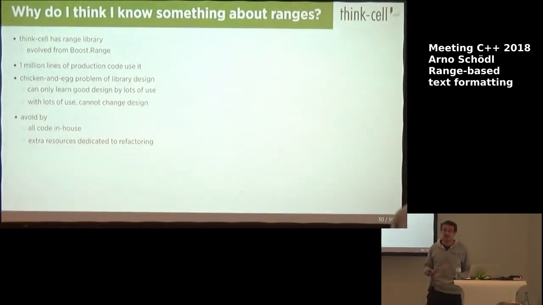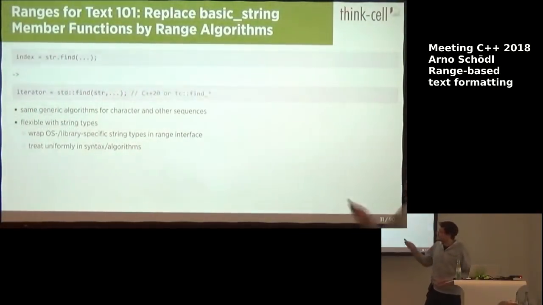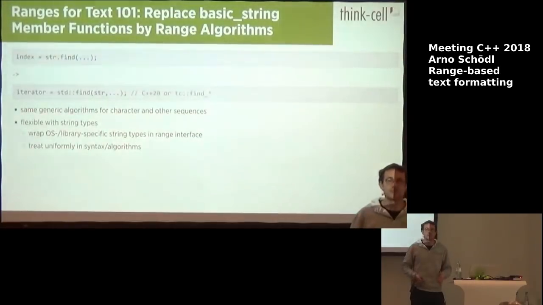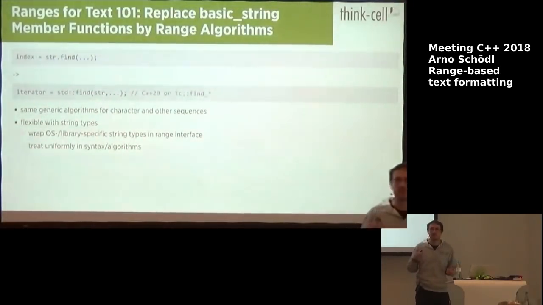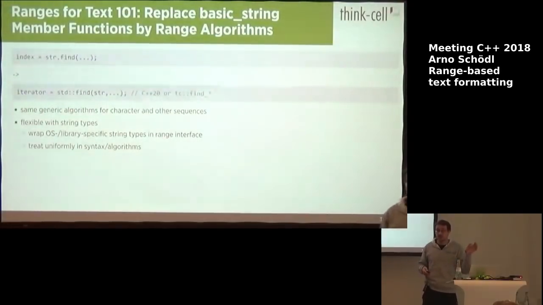That's why I think our library is pretty good, because it's seen a lot of usage, and we had the freedom to change it at any time. Now, this is the effect that you would have. What I'm suggesting is use range algorithms, range methodology for texts everywhere. Don't use the member functions of basic string anymore. Just throw them away. So instead of string find, getting an index back, you would work with iterators and std find.